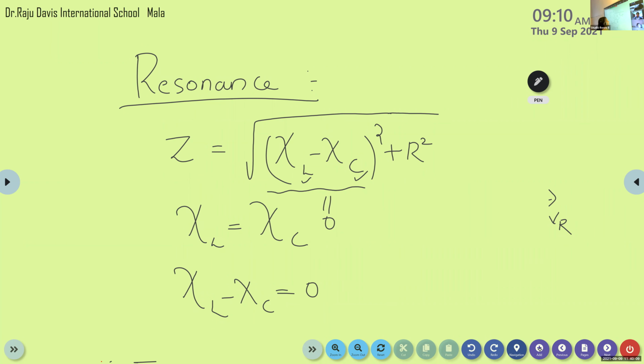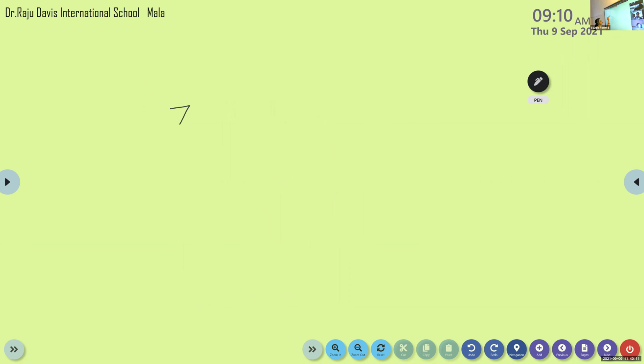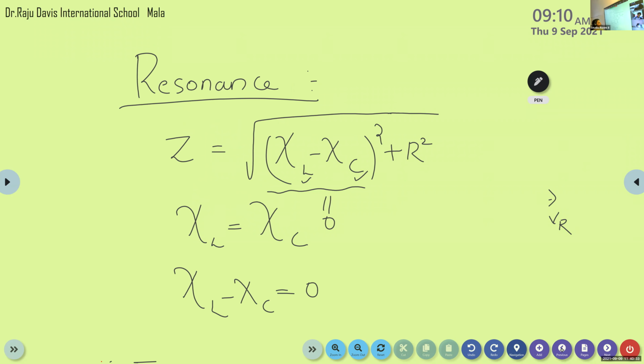Then the equation for impedance becomes Z is equal to root of R square. The first term cancels, or we can say Z is equal to R. The LCR circuit becomes purely resistive in nature. This condition is known as the resonance condition of the LCR circuit. Okay, so what is the resonance condition of an LCR circuit?